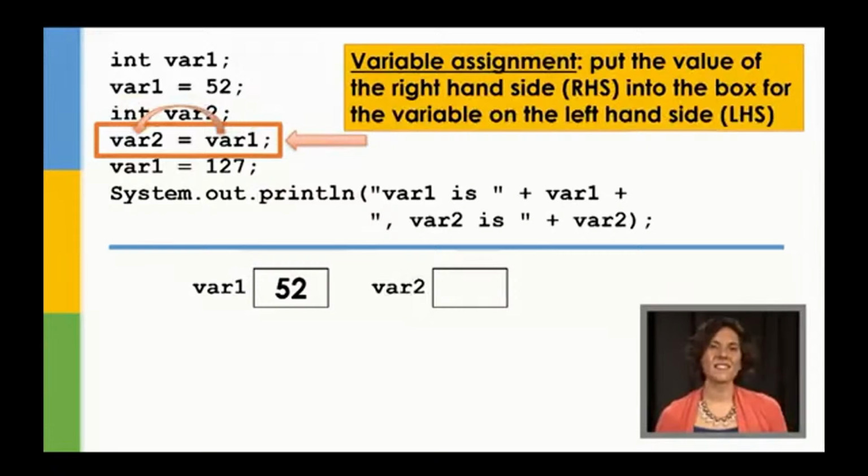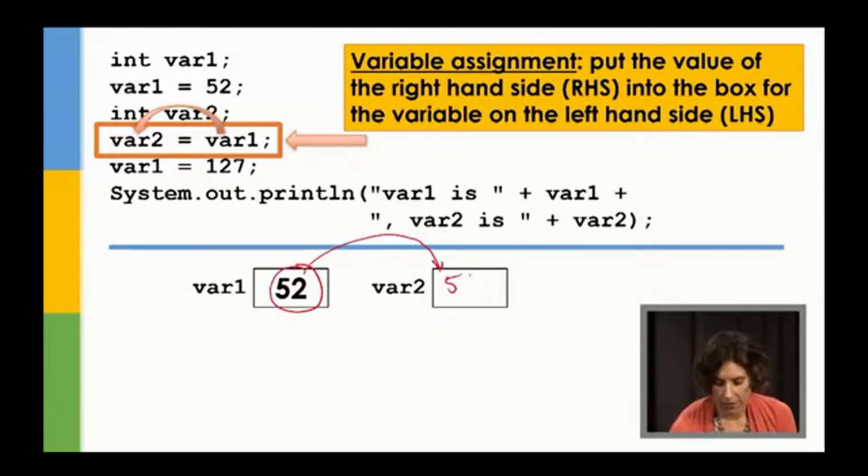The next line is another assignment statement. Now this is slightly more complicated than the last assignment statement because the thing on the right-hand side is not just a number like 52. It's another variable. So we need to get the value out of var1 so we can then place that value into the variable var2. We look in the box for var1, we see the value there is 52. So we'll copy that value over into the variable var2. So now var1 and var2 both store the value 52.